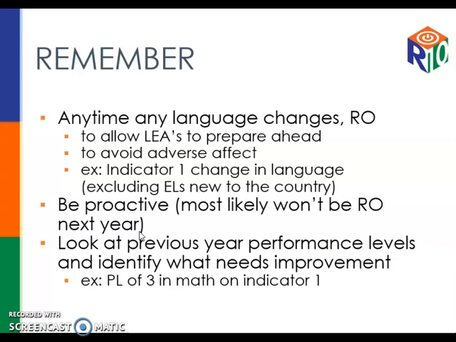So it's important to look at the data and look at previous year performance levels and identify what needs improvement. For example, there was a performance level of 3 in math on Indicator 1. So that is something that you would dive into closely and truly analyze to see what supports and improvement must be made.